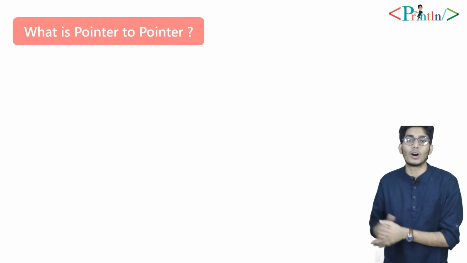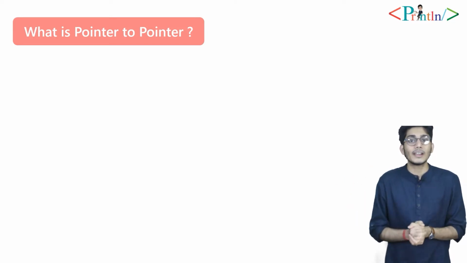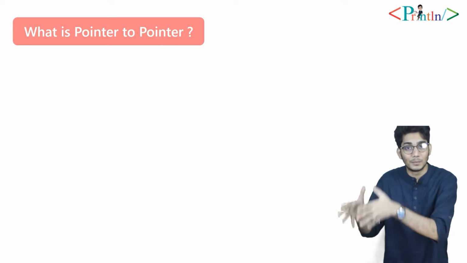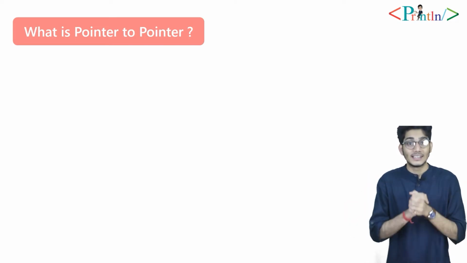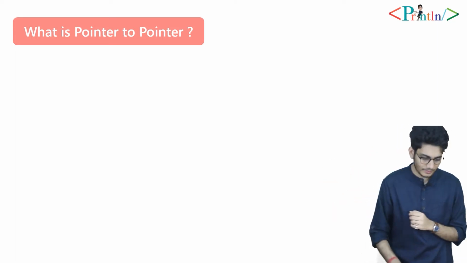So that block also has some address, right? Somewhere in the system we are declaring that block, so that block also has some address. These portions are clear, right? Every time you have to clear your concept. So what is basically a pointer to pointer?